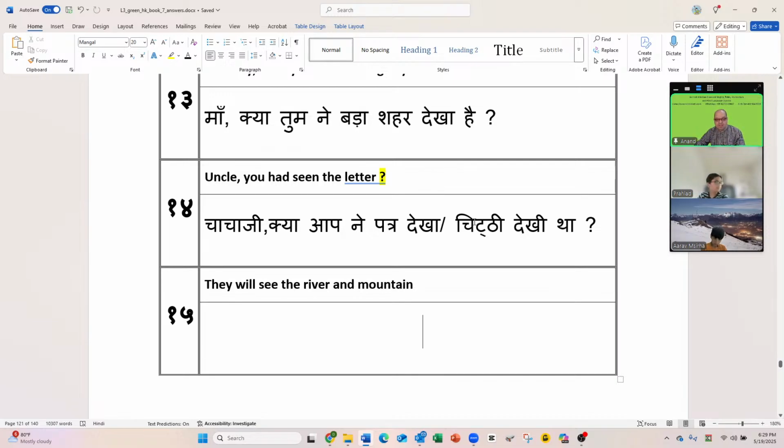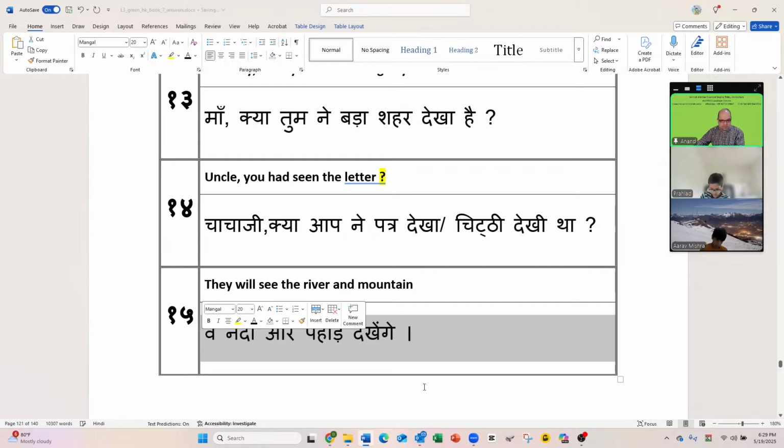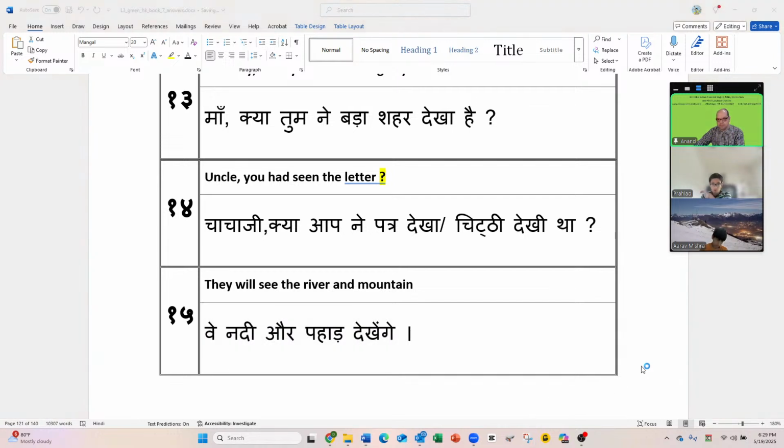Okay, next one, Prahlad, give me the sentence. They will see the river and mountain. वे नदी और पर्वत देखेंगे. Very good. वे नदी और पर्वत देखेंगे. Okay, Arav, go and write it down and let me know when you're finished.